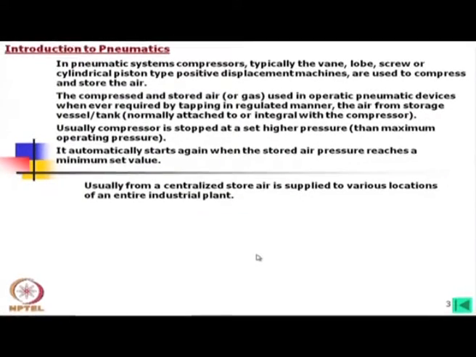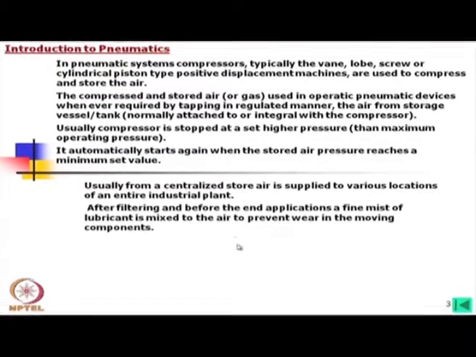Usually from a centralized store, air is supplied to various locations of an entire industrial plant. It might be a single reservoir or multiple; usually not more than 2 reservoirs are used to supply the plant. If the plant is very big, sometimes more than 1 reservoir is used. After filtering and before the end applications, a fine mist of lubricant is mixed into the air to prevent wear in the moving components.